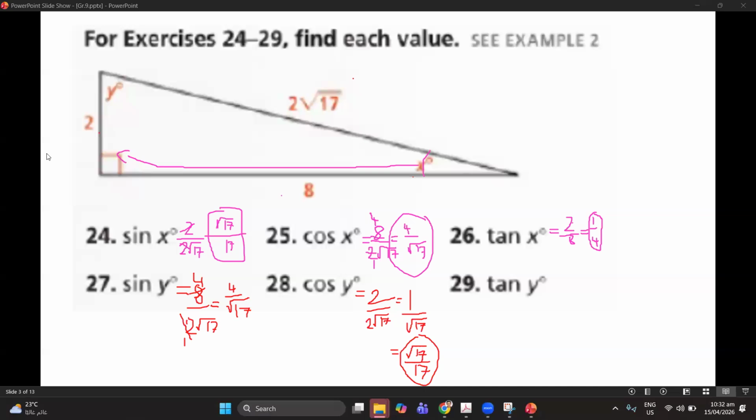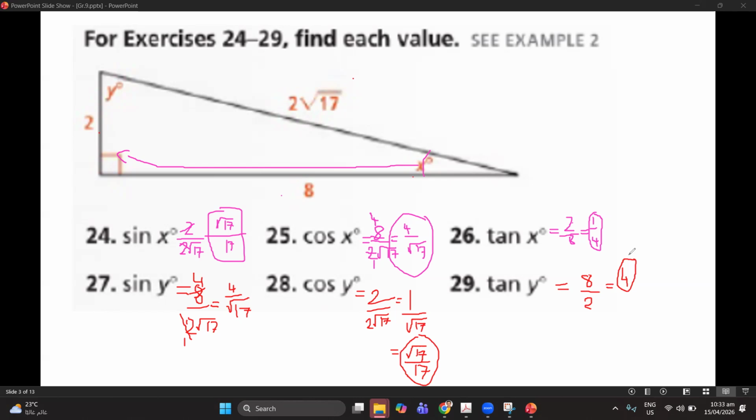So, tan y. Tan is opposite over adjacent, so it is 8 over 2, right? Excellent, which equals 4. Now look at the sine of x and cosine of y. What's the relationship between them?